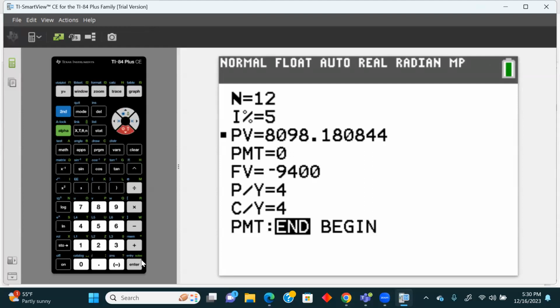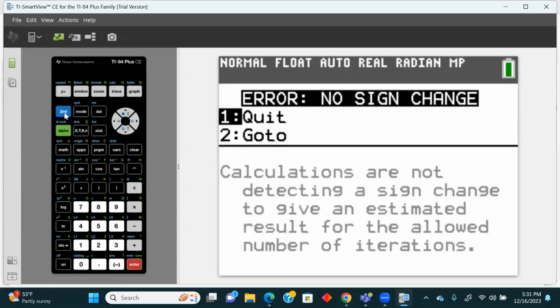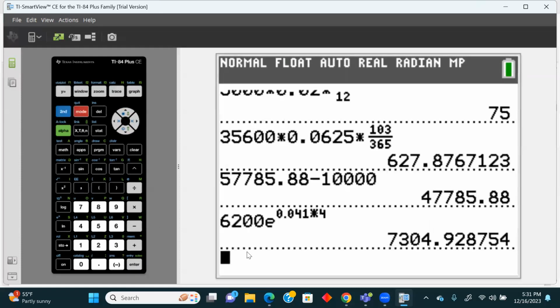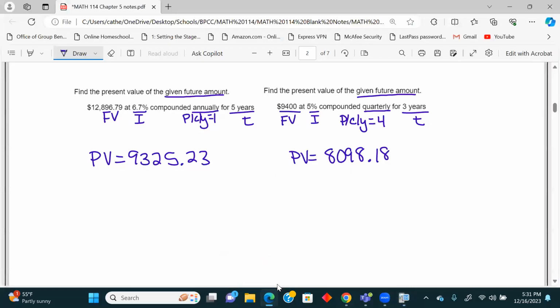If not, I don't remember if you either get an error or it gives you the wrong answer. I think you get an error if I remember correctly. Actually, let's go ahead and try that. Let's say we're solving for this. Yeah, it'll give you an error. So if you forget to change the signs when you're looking for the interest rate, it will give you an error. So this is the end of section 5.1.